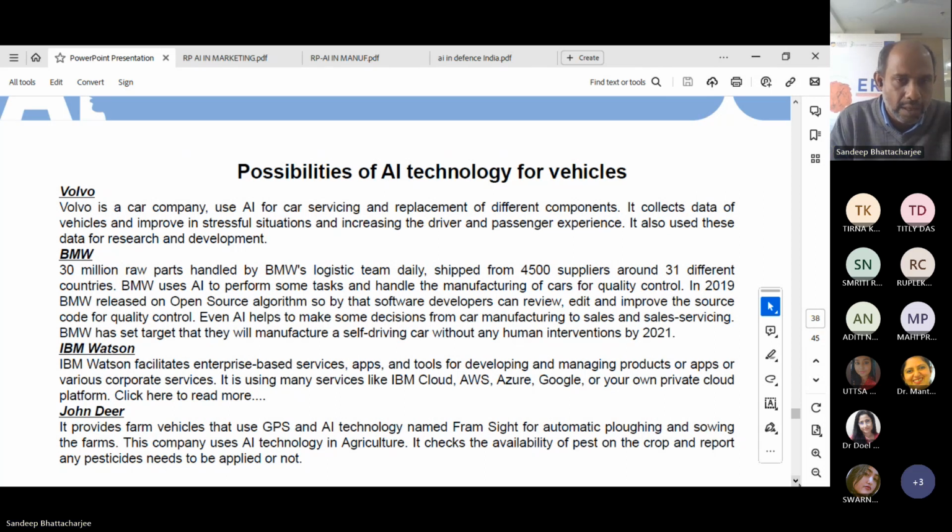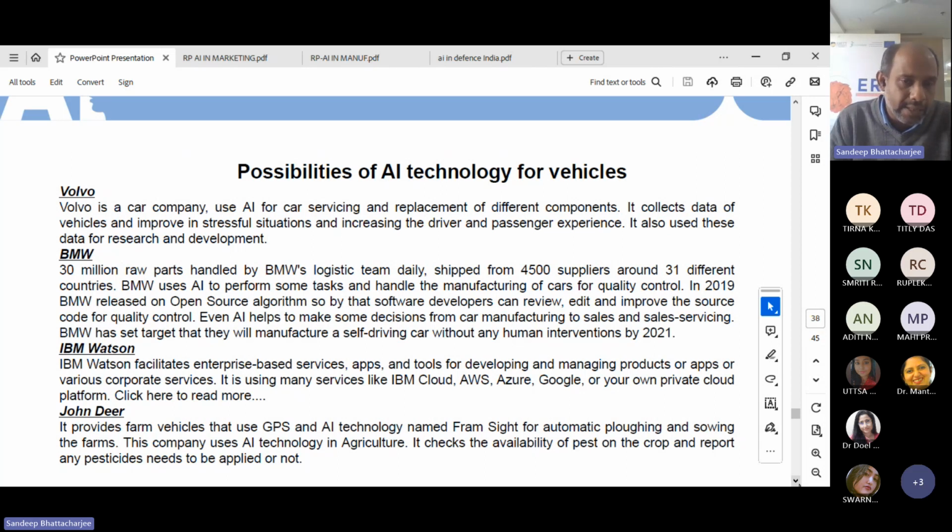for quality control. BMW themselves released an OSA, open source algorithm, which was software that can review, edit, and improve the source code for quality control. The aim was to improve quality for all the products that are assembled within their factories. They're also coming up with a new kind of car, which will be a self-driving car. They have come up with something, but it's still under testing, so it might not have been commercialized. Then you have IBM Watson, one of the biggest hardware service providers since the 1950s and 60s.